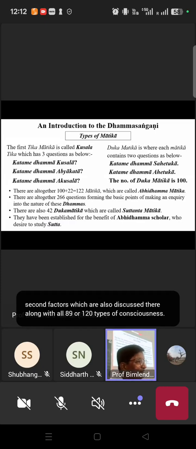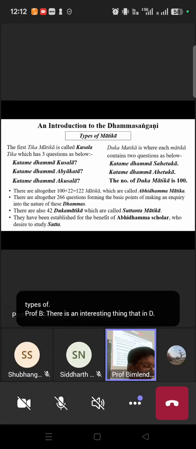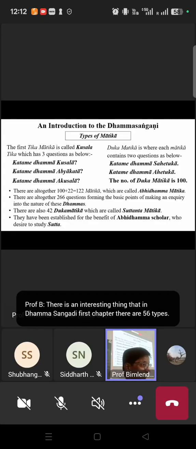There is an interesting thing that in the Dhammasaṅgaṇi, first chapter, there are 56 types of Cetasikas which have been discussed. But in Anuruddha's Abhidhammatthasaṅgaha, we have only 52 types of psychic factors. Dhammasaṅgaṇi discusses 56, which is more than 52. There are 4 which have been merged by later acharyas into the form of 52.